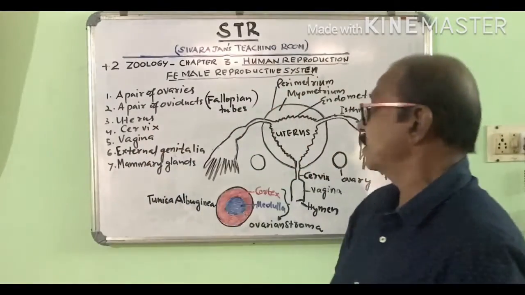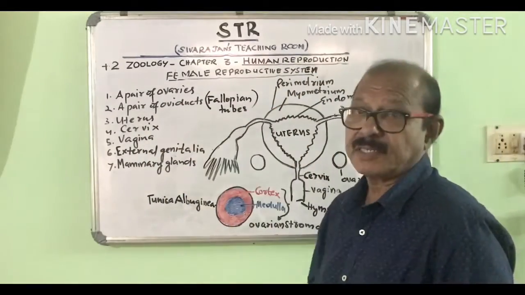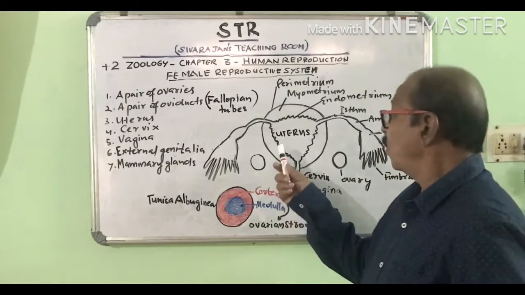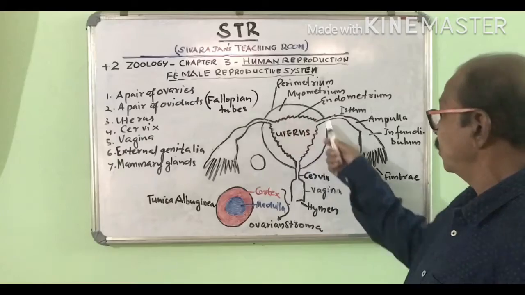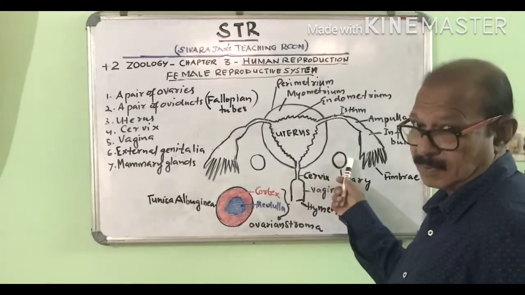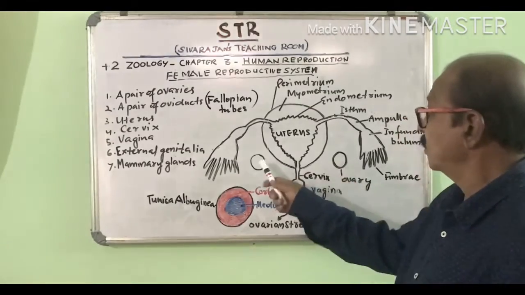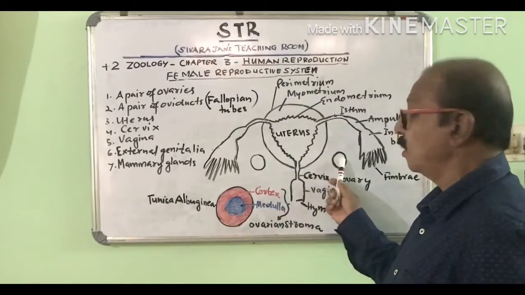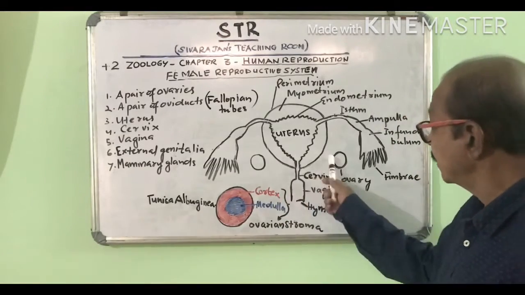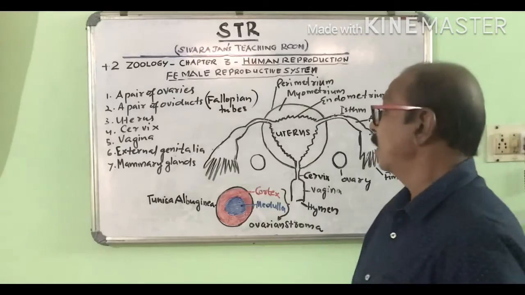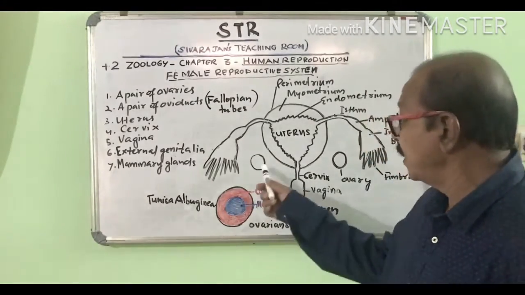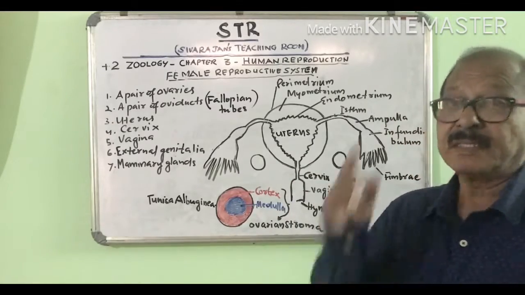A pair of ovaries. The ovaries are located in the lower abdomen on either side of the uterus. This is the picture of the uterus, and these are the pictures of ovaries. So there is a pair of ovaries located in the lower abdomen on either side of the uterus, and they are the primary sex organs.